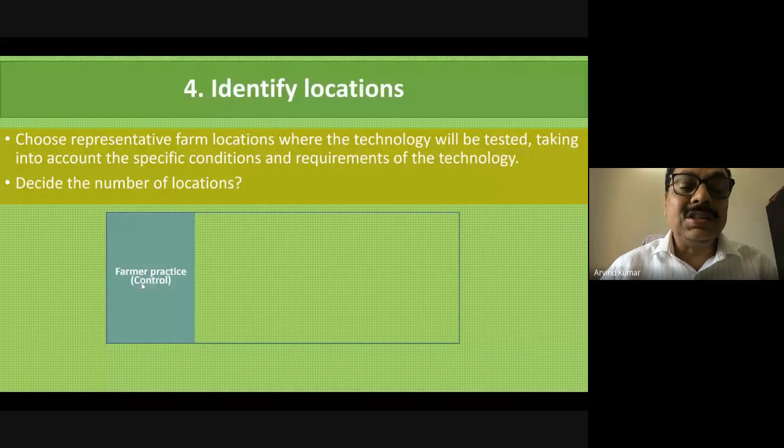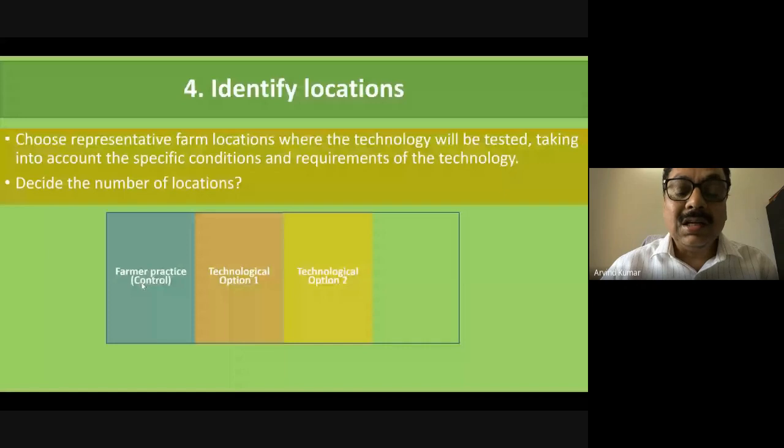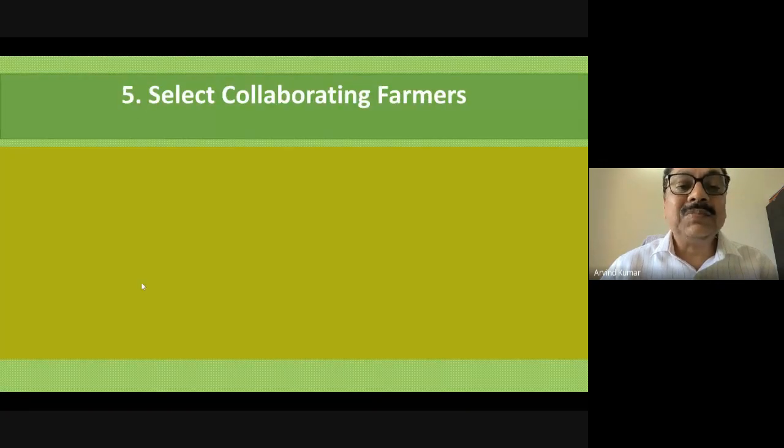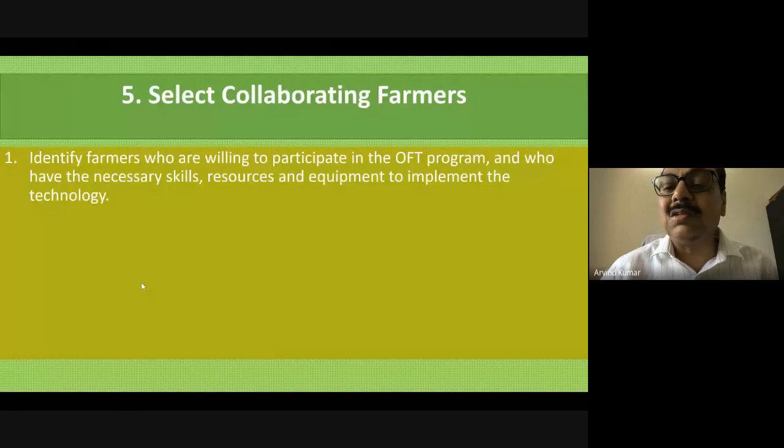So against this, we can have other technological options, whether happy seeder or removing the XC2 method and other options. So we have to compare the technological options with the farmer's practice. Then select the collaborating farmers on whose farm you are going to test this technology. Identify farmers who are willing to participate in the OFT program and who have the necessary skill, resources and equipment to implement the technology.